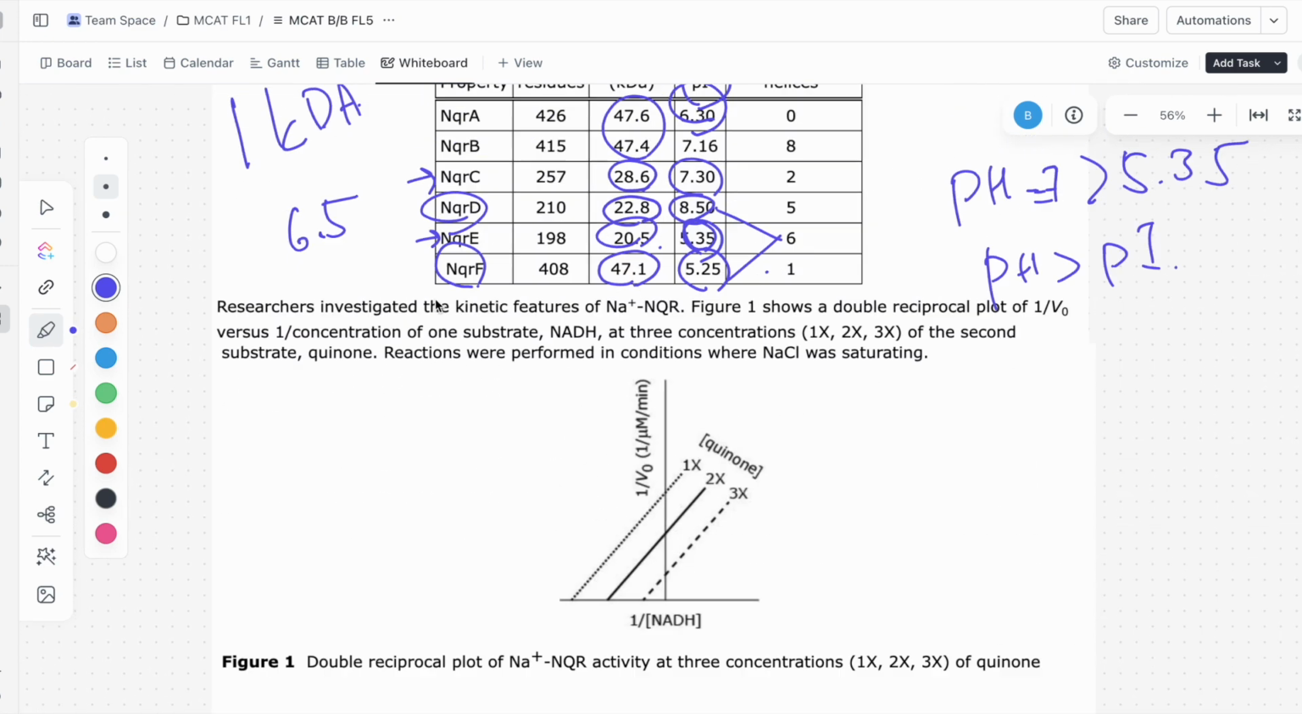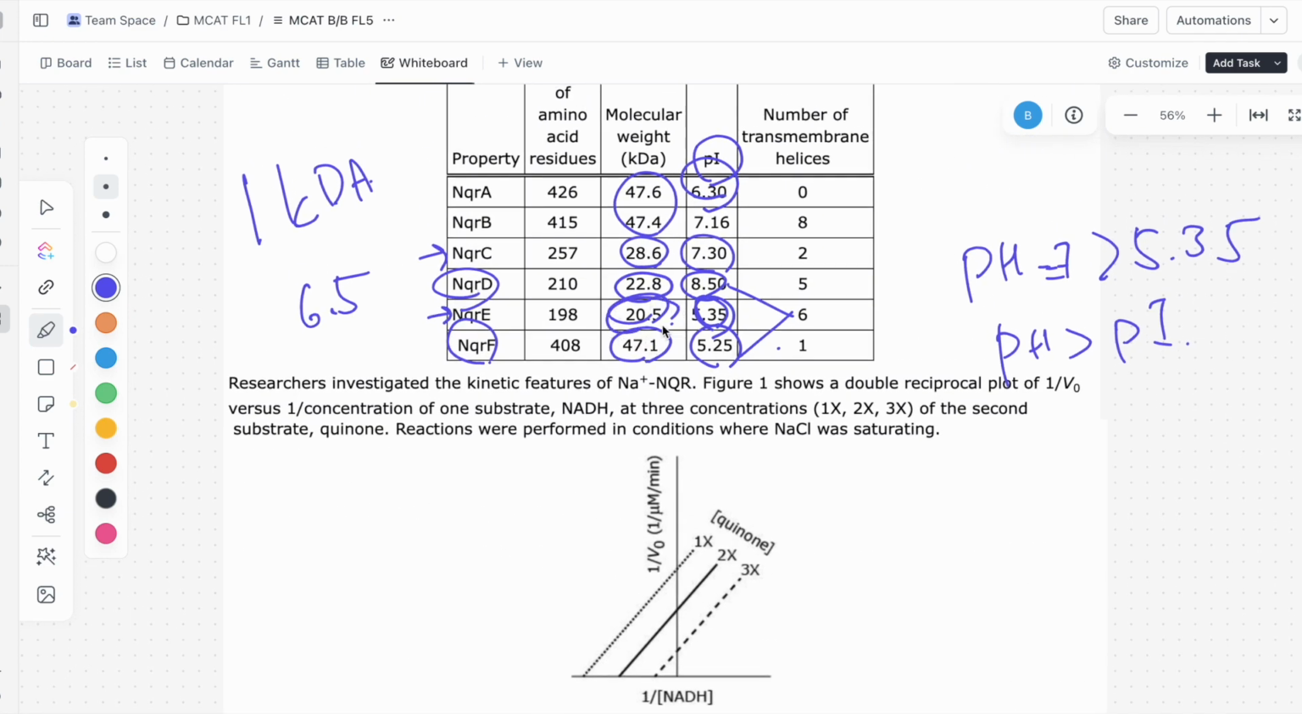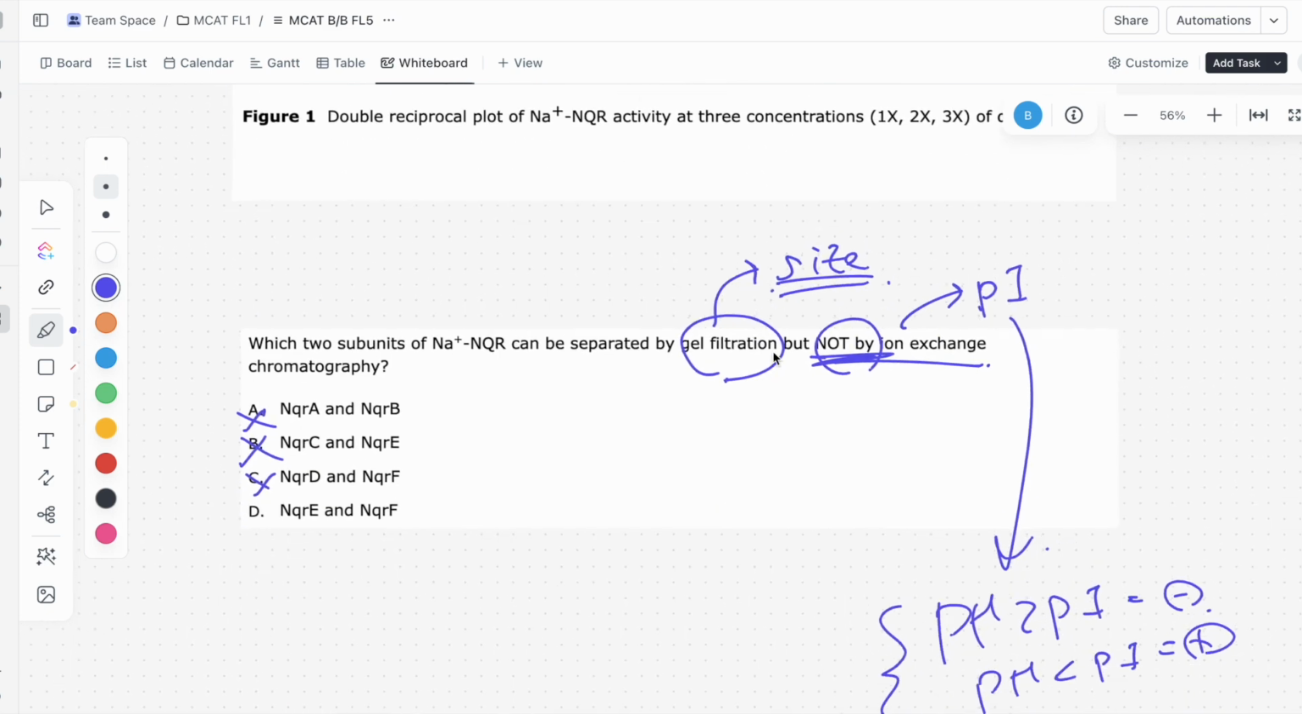Finally, that leaves us with E versus F. If you look at E and F, we'll notice their kilodaltons are very different. You can separate them out with gel filtration, aka size exclusion. But let's take a look at their PIs. They're very similar. This one says 5.35 and this one says 5.25. Their PIs are extremely close to each other, which means it's going to be very difficult to separate these proteins out just by using ion exchange chromatography. And because the question is asking for something where we can't use ion exchange chromatography, that means D has to be the correct answer here.